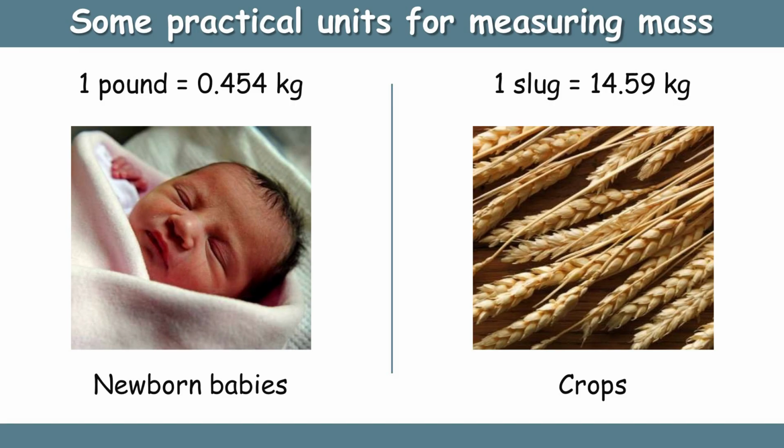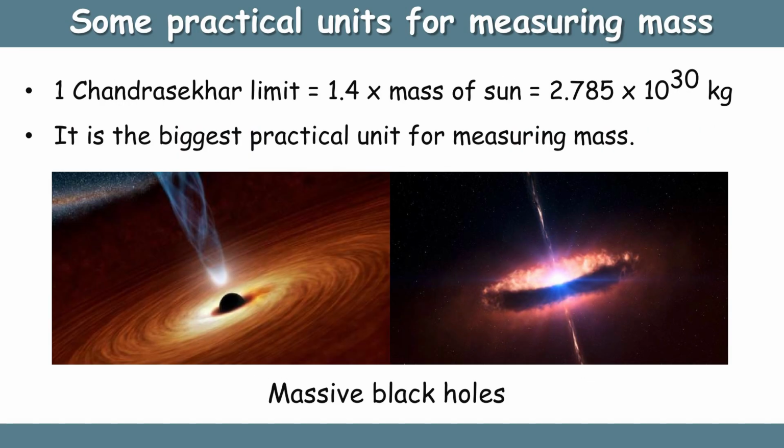Similarly, there are other units for the mass of massive objects, meaning black holes, and that unit is the Chandrasekhar unit. So 1 Chandrasekhar unit is 1.4 times the mass of the sun, and nowadays it is the biggest mass unit used, which is 2.785 into 10 to the power of 30 kg. You just imagine 10 to the power of 30. 2.785 is nearly 3. So 3 into 10 to the power of 30.